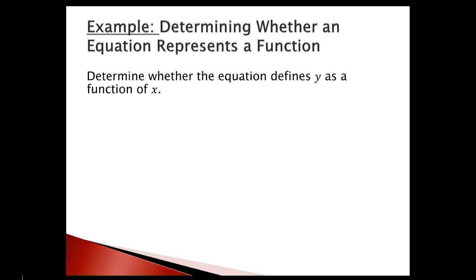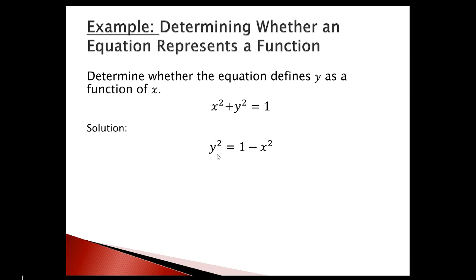Here we are going to determine whether the equation defines y as a function of x. The equation is x squared plus y squared equals 1. First of all, we need to solve this for y. To solve this for y, first we take this x squared to the other side, and that becomes minus x squared. And now y squared is equal to 1 minus x squared.